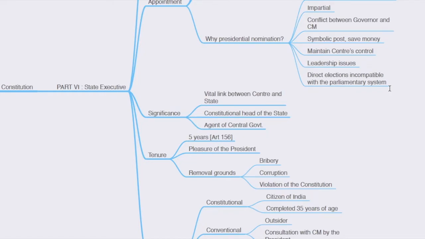Now let's see the significance. He is the vital link between the center and the state. He is the constitutional head of the state and he is the agent of the central government. So when you think of a governor, the significance of the post should always be on your mind. Essays and many questions have been asked in GS paper 2 from the governor's perspective. So all this is very important. Be very attentive and try to remember as much as possible, and then keep on revising so that you get a hand on it.